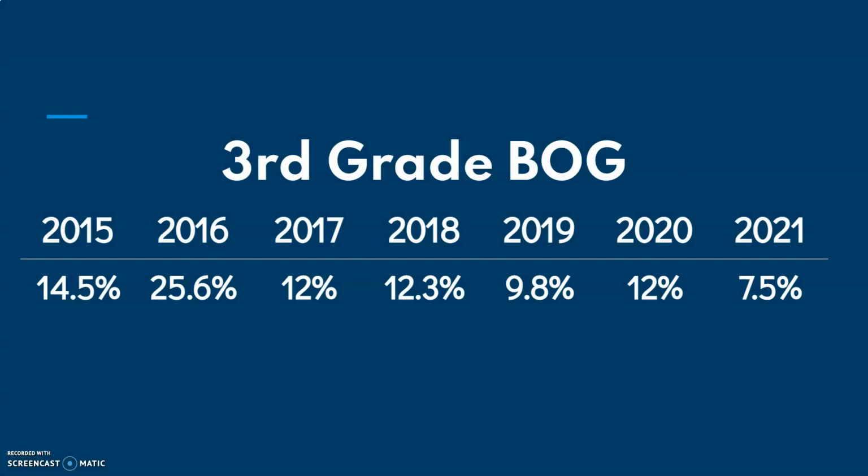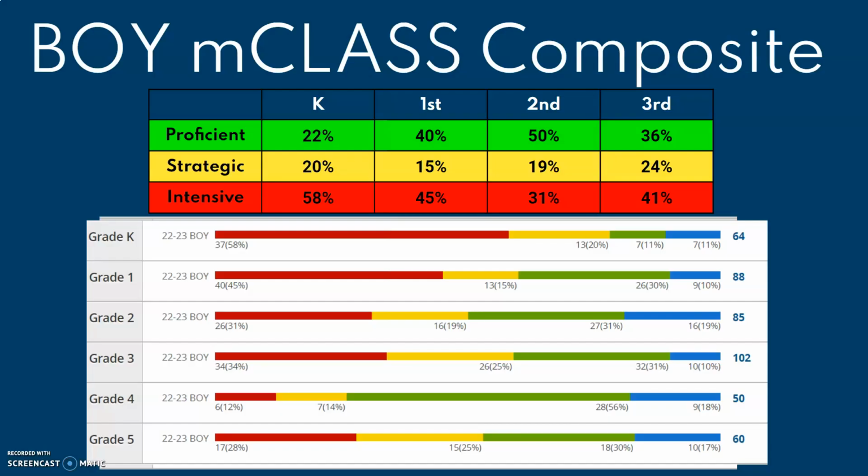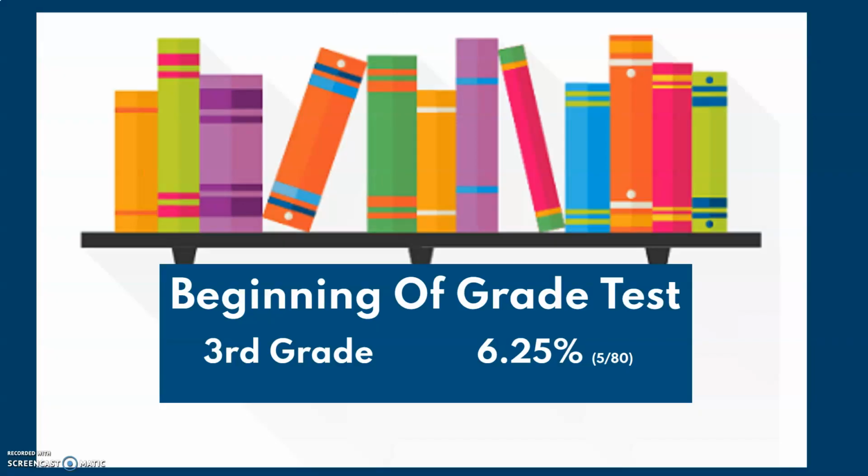We also have our third grade BOG, which is the beginning of the grade test. This is a form of the EOG that's given to our third graders at the beginning of the year to show proficiency, and it's one of our good cause exemptions for our third grade students. This is our BOY M-Class composite. This was gone through in depth during our Q1 quarterly review. We will be comparing some of this during our quarterly review today. This year's beginning of the grade test was a 6.5%, which is 5 out of the 80 students that took it passing the BOG.